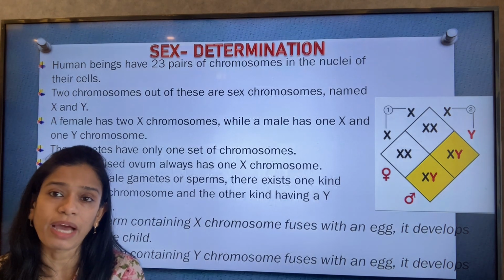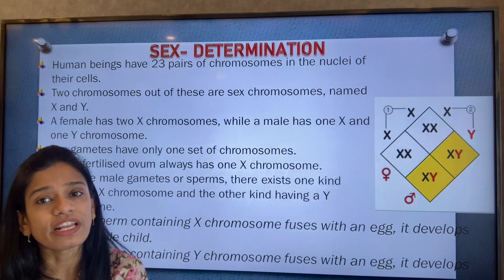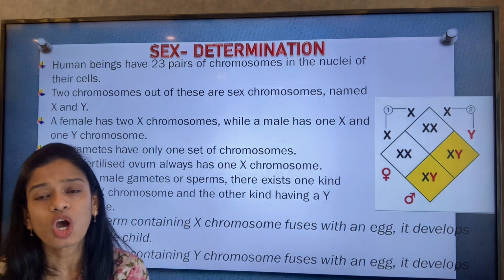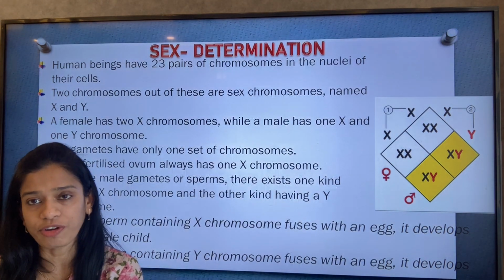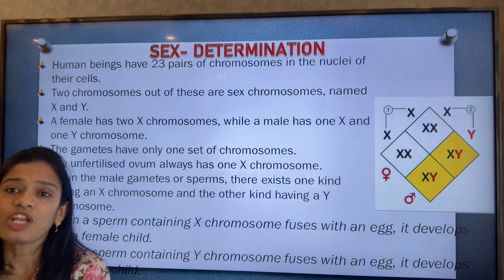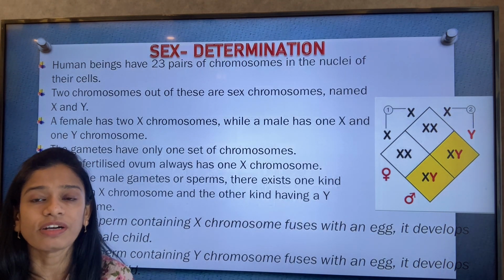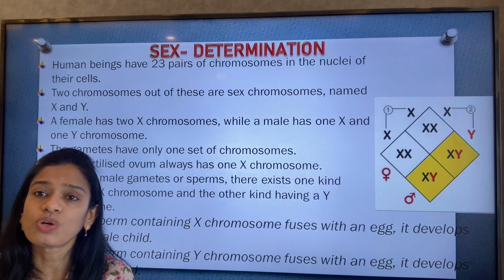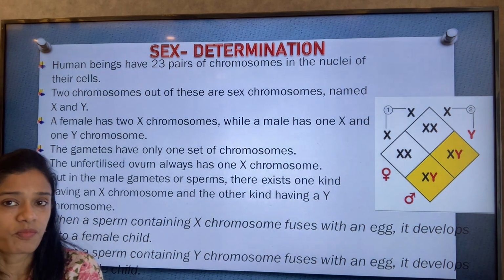It is just a matter of chance what will come and fuse with the egg, whether it is a sperm containing the X chromosome or the sperm containing the Y chromosome. So no one is to be blamed for having a girl child or a boy child. It is totally a matter of chance.